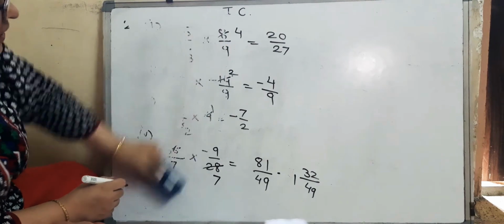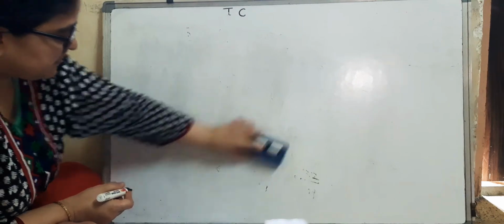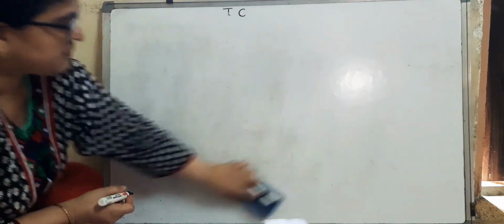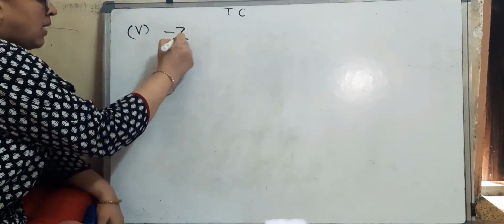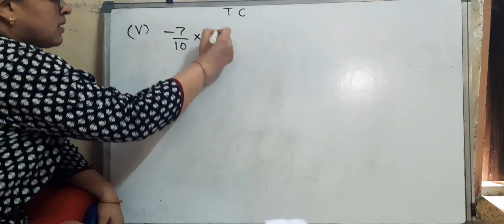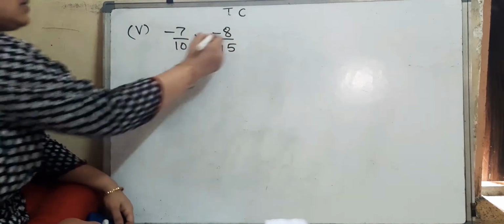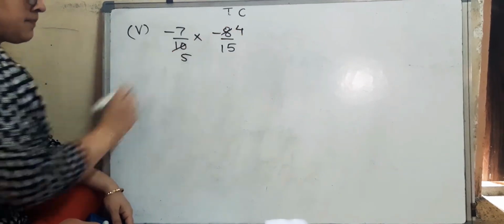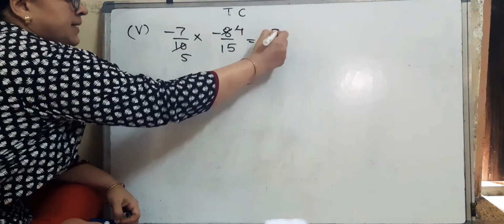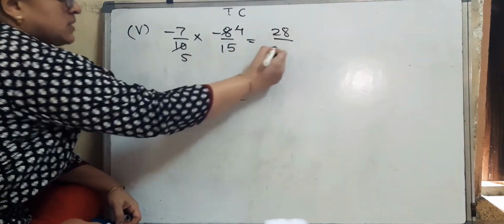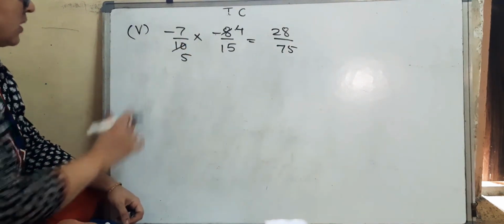Now fifth sum, minus 7 upon 10 multiplication minus 8 upon 15. So here 4 twos are 8, 5 twos are 10. Then the answer is 7 fours are 28, 15 fives are 75, and here minus minus plus, so it is converted to the positive side.